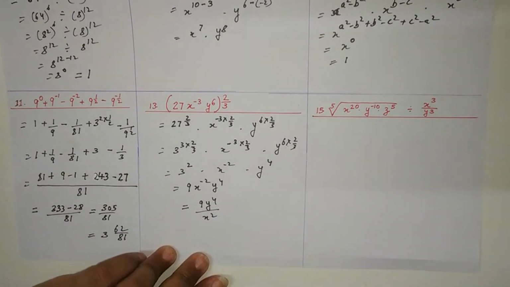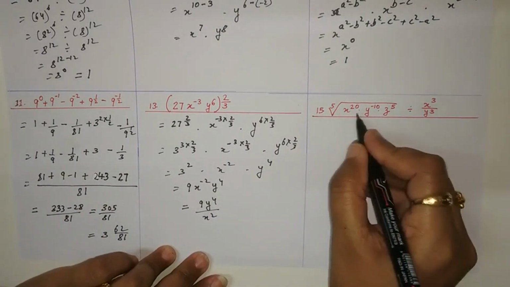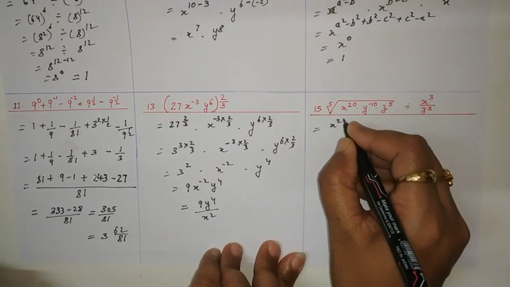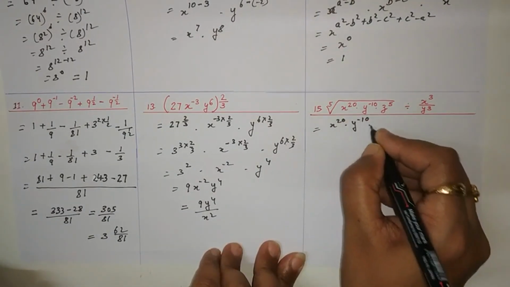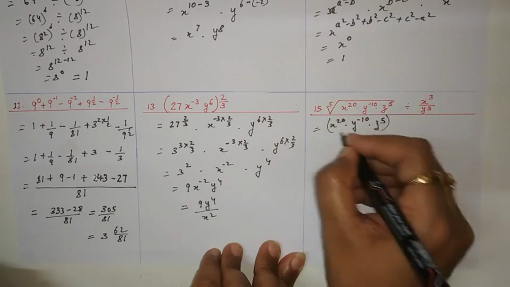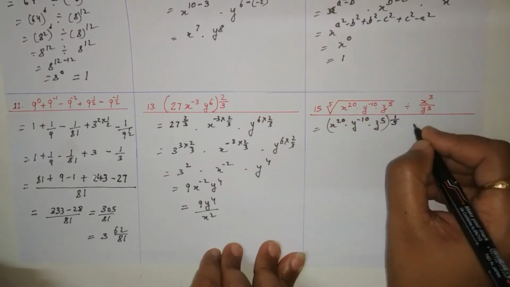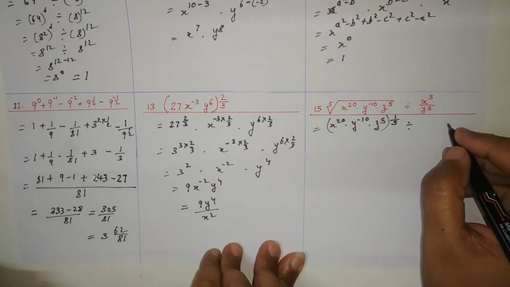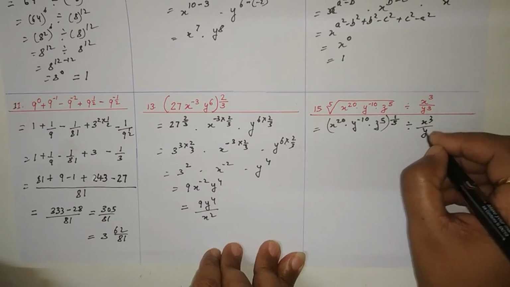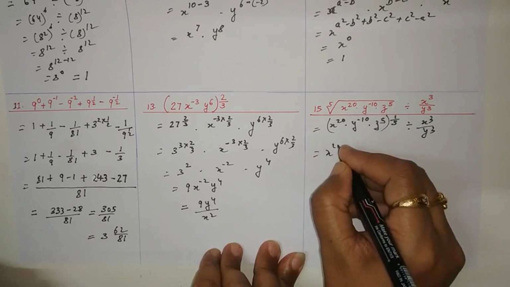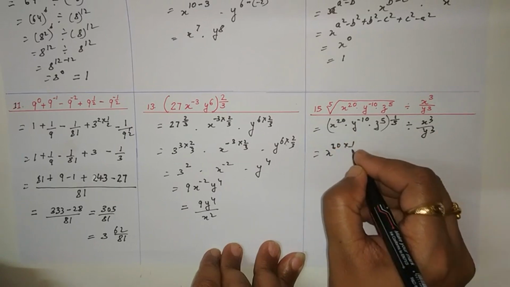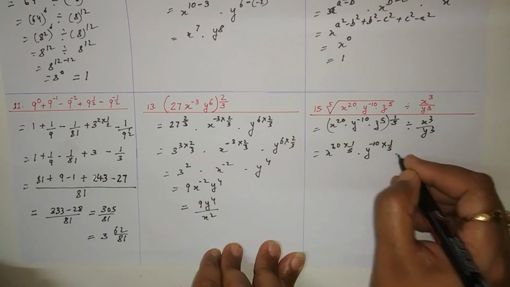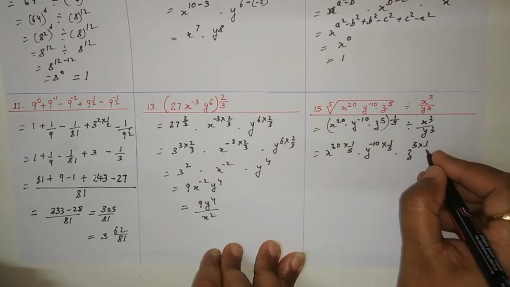Then number 15, where you have fifth root of this term. So that means it is x to the power 20, y to the power minus 10, z to the power 5, the entire thing to the power of 1 by 5 divided by x cube by y cube. So x to the power 20 into 1 by 5, y to the power minus 10 into 1 by 5, z to the power 5 into 1 by 5.